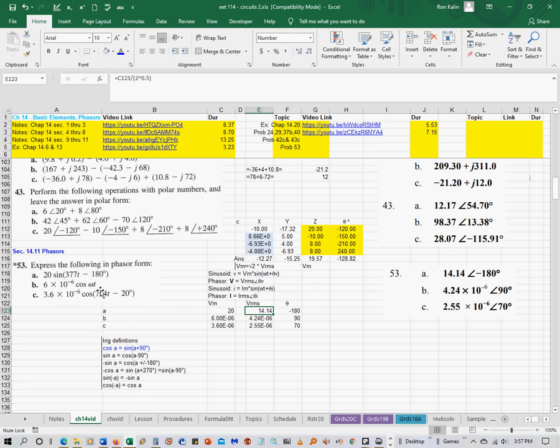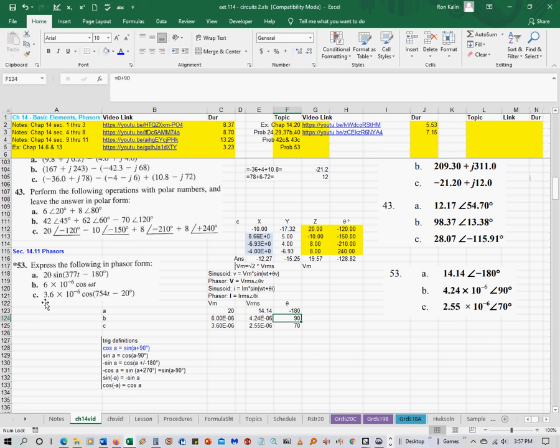And you have to take that. This is really omega t plus 0. So you need to add 90 to whatever that angle is in there, which ends up being 0 plus 90. So then that's how they got 4.24 times 10 to the negative 6 angle 90.